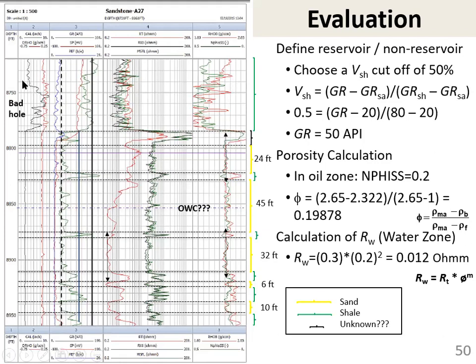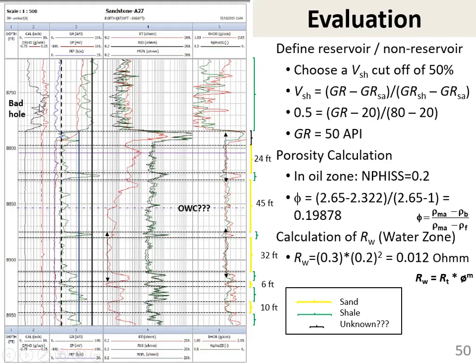So for instance, if you're to report, you would state that between 8,740, or you want to say maybe 42, to about 8,785, you have a bad hole because of the severe washout as inferred from the caliper log, and then the increase of the density correction curve from 0.05, or from a very low value, to even close to 0.25, which makes the log readings unreliable in this interval section.